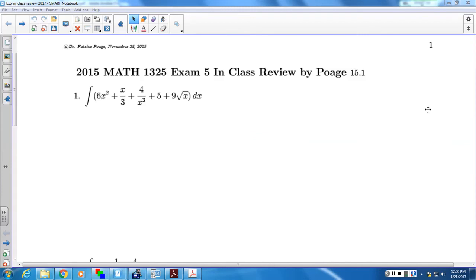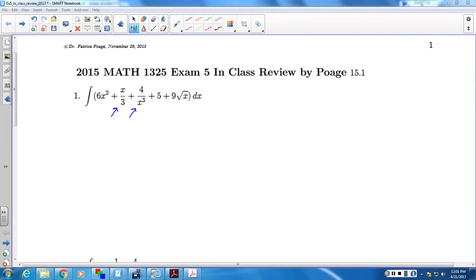Okay, this is the exam 5 in-class review for Math 1325. First problem is from 15.1. We could separate all these problems if we wanted to. The only reason I might want to is because I noticed there's a denominator there and a denominator there.